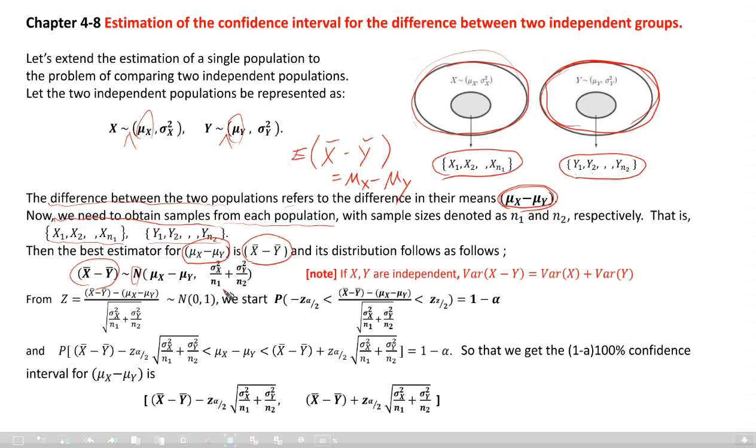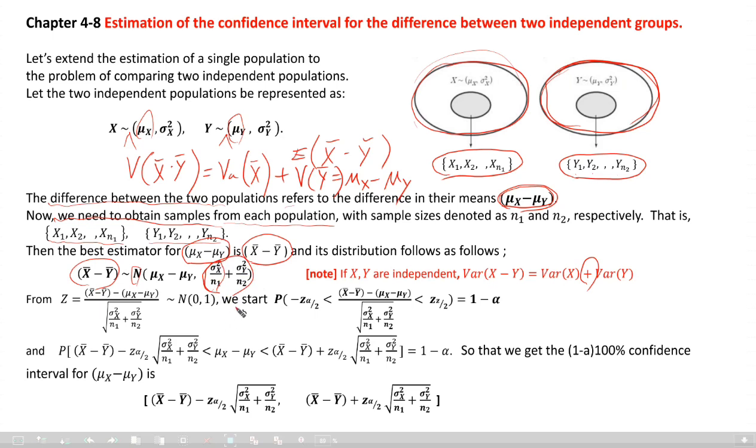What is the variance? The variance of x bar minus y bar is the variance of x bar plus the variance of y bar. We studied it, we saw it, at the end of chapter 2. If x and y are independent, then the variance of x minus y is the variance of x plus the variance of y. You have to know that. So sigma x squared over n1 plus sigma y squared over n2 is the variance.